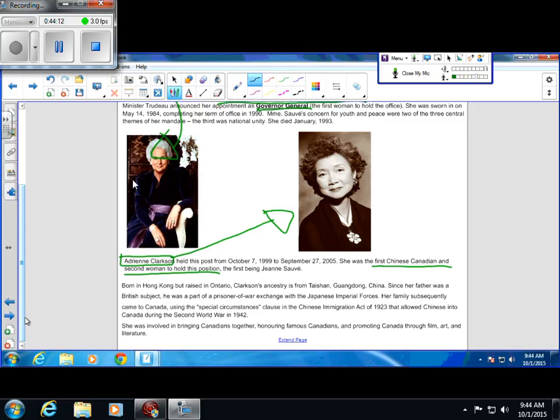What also made her important, if you're reading the textbook, was that she was involved in bringing Canadians together. She honored famous Canadians and promoted Canadian culture through films, arts, and literature. She really recognized famous Canadians and what they did for Canada through arts, literature, and movies and films. Okay, Adrienne Clarkson.